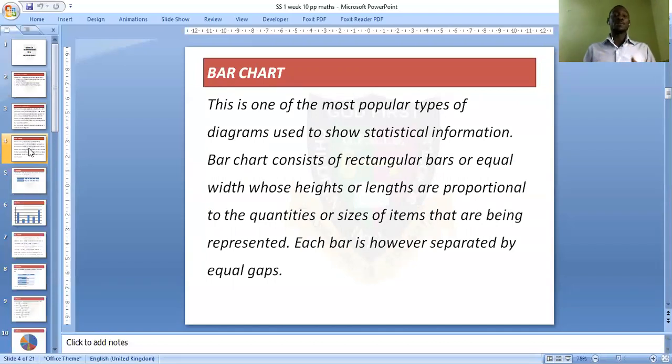That is, the distance between item 1 and item 2 must be the same as between item 2 and item 3. You have to take note of these properties very, very well in order to get an accurate chart.